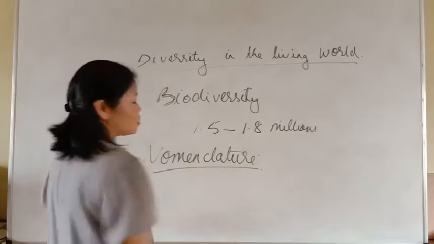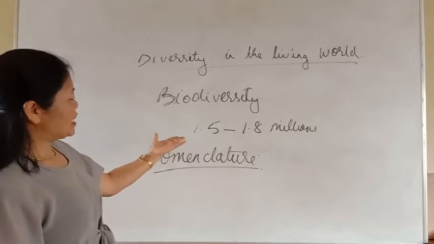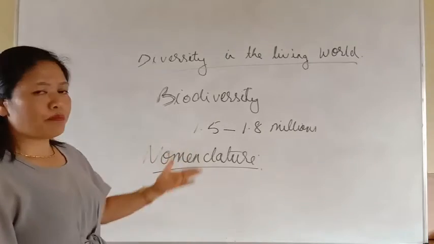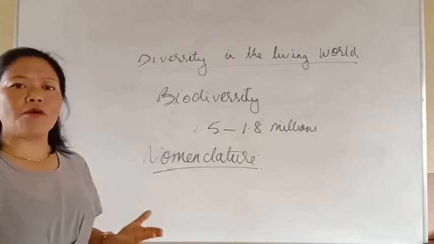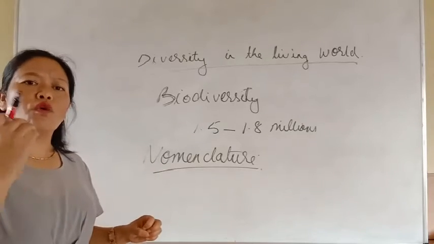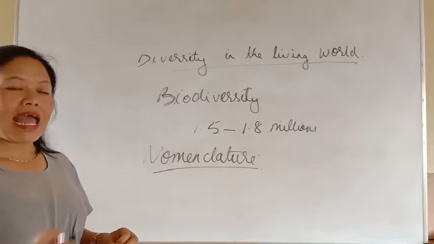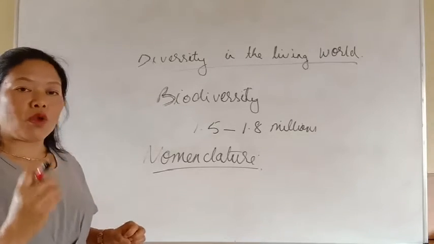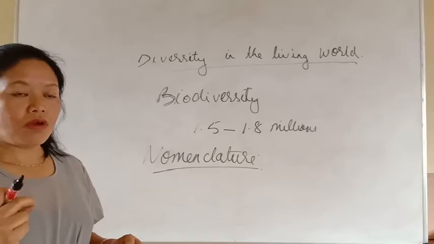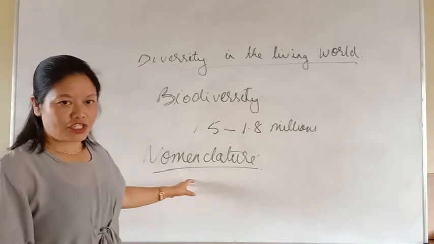Okay, so as I said, there are so many organisms. To date, more than 1.5 to 1.8 million species are found on our planet Earth, and each of these organisms is known by one universal name which is known throughout the world. The process of naming each organism with a scientific name is called nomenclature.